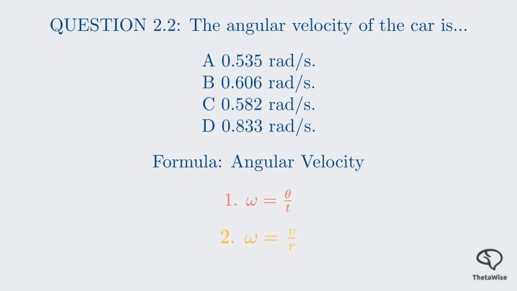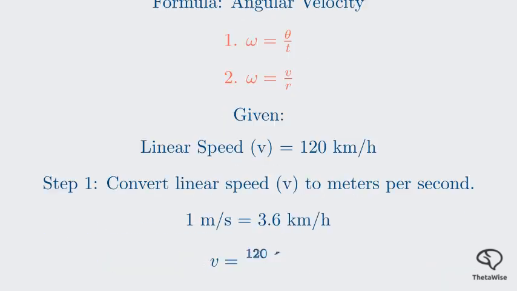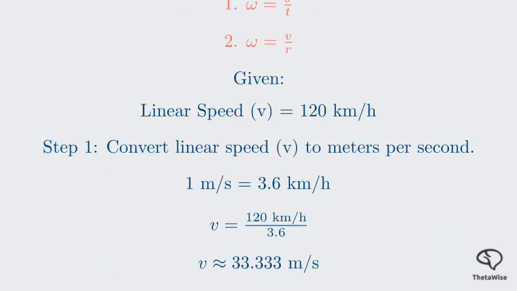Let's use the second formula, omega equals v over r, as it's more direct with the information provided. First, let's identify the given linear speed, which is 120 kilometers per hour. The linear speed v is 120 kilometers per hour. We'll highlight this in blue. Just like before, we need consistent units. We must convert this speed to meters per second. To convert from kilometers per hour to meters per second, we divide by 3.6. So, 120 divided by 3.6 gives us a speed of approximately 33.333 meters per second.